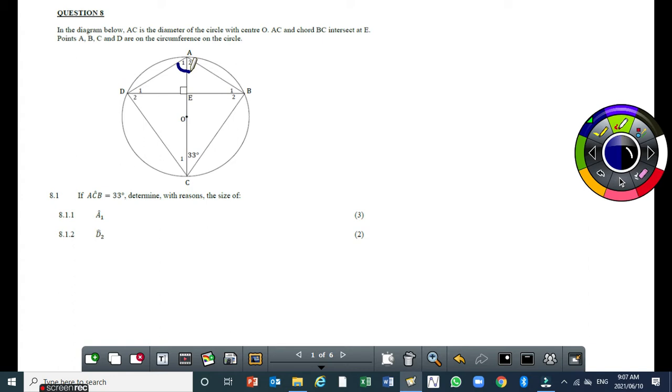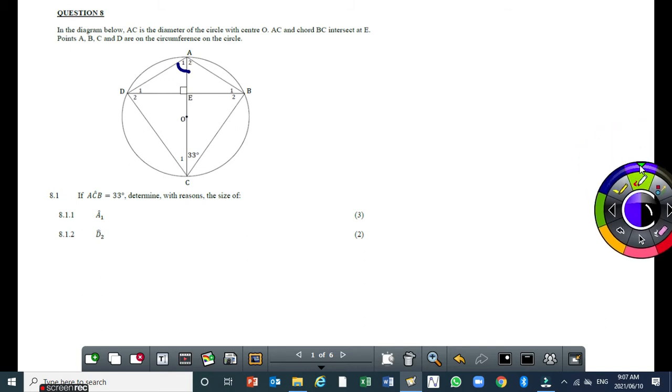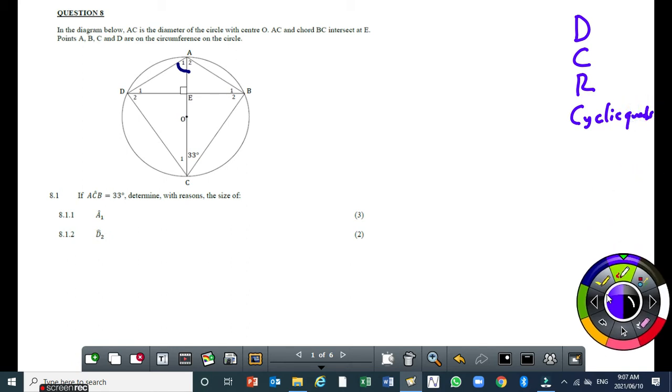When you're answering the geometry question, you must look for the following. 1, you look for the diameter, you look for the center, you look for the radius. Obviously the diameter and the radius, they are connected to a certain extent. You must look for cyclic quads. Under cyclic quads, you look for butterflies and so on. Like in this question here, there is more than one butterfly there. You look for tangents.